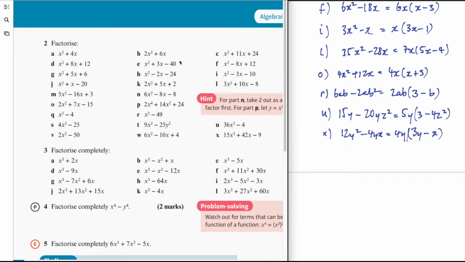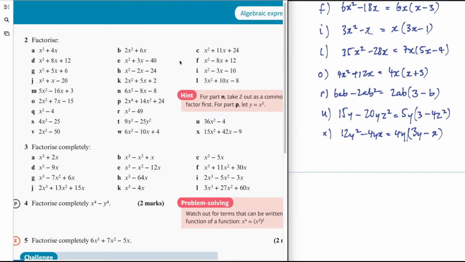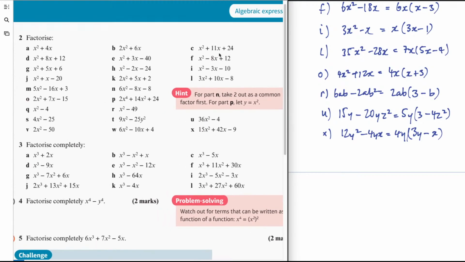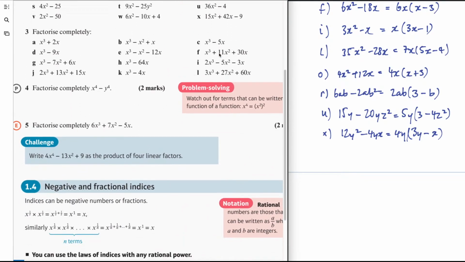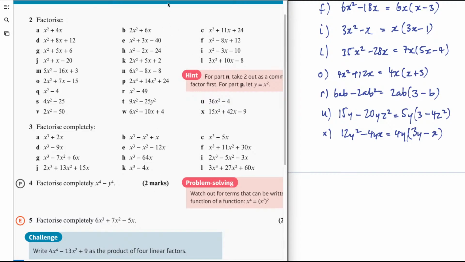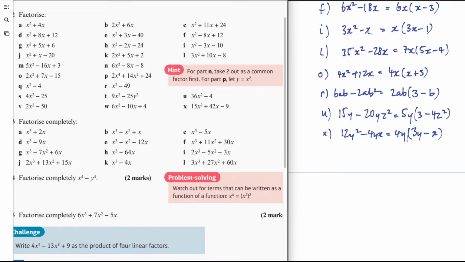On to exercise 2, factorizing quadratics. And okay, let's finish off these ones and then that will be the end of the live stream. Okay, so exercise 2.